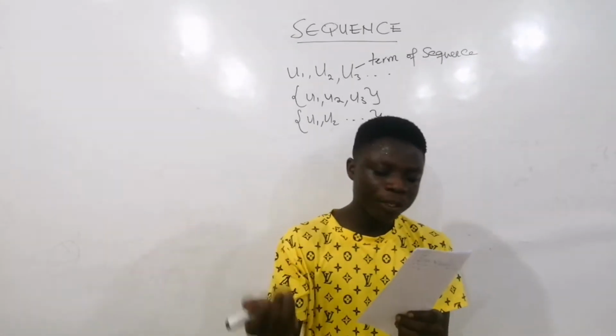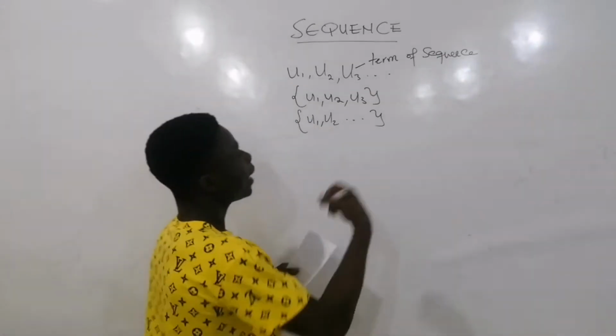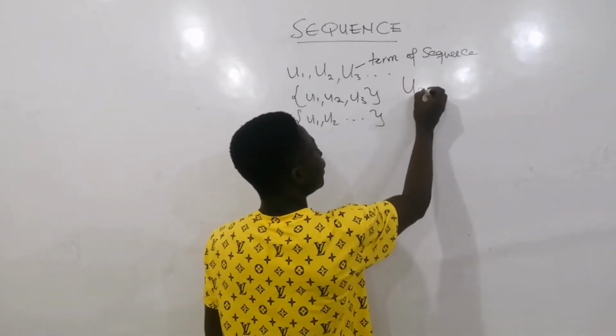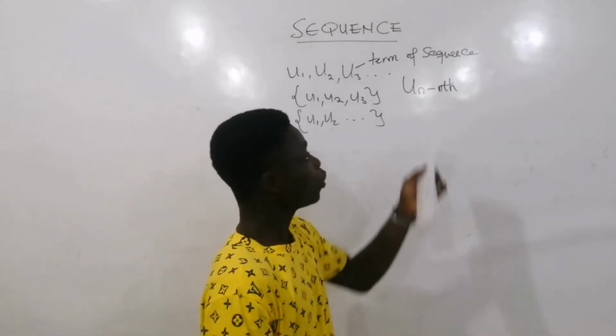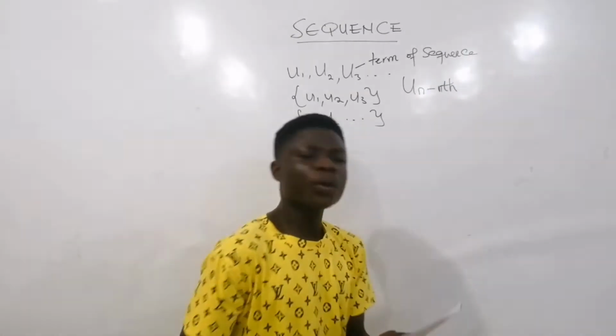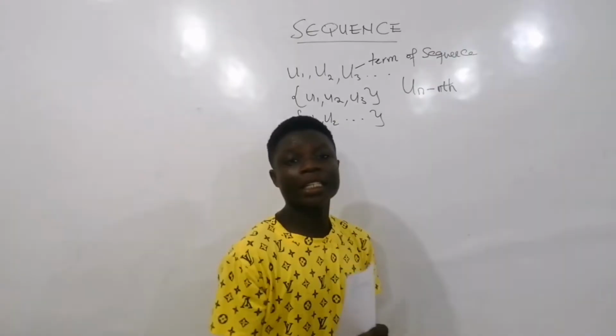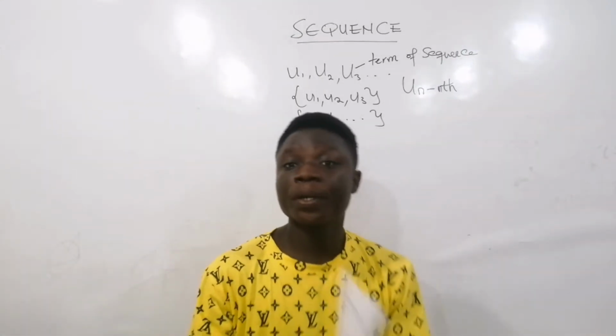Now, the nth term of a sequence is called Un. So to find the nth term of a sequence, this is called Un. Please note that. We're going to look at some examples and identify whether each is a finite sequence or an infinite sequence.